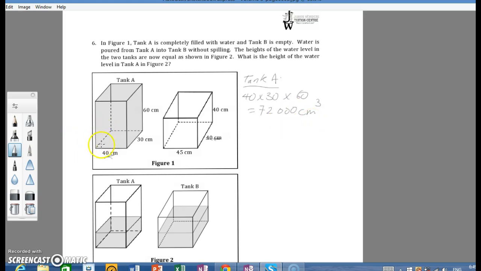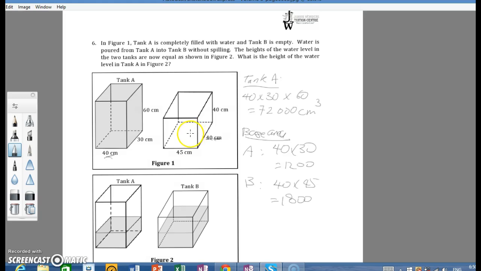Then we talk about the base area of tank A. The base area of tank A is 40 multiplied by 30, which is 1,200. The base area of tank B is 40 multiplied by 45, which is 1,800. Now, as I mentioned earlier, it is important for our children to realize that these figures are real containers and we can get them to imagine turning them around.